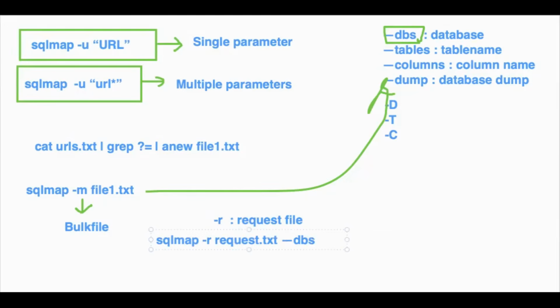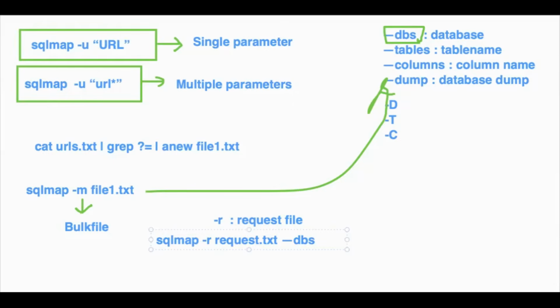So -u, -m, and -r, these are the basic options we use to give the input in SQLMap. So what type of input do you have? You have single parameters, you have multiple parameters, then you can use -u if you have a single URL. If you have multiple URLs, you can use -m. And if you want to give the Burp Suite request, you can use the option -r. So these three are the basic options to give the input into SQLMap.